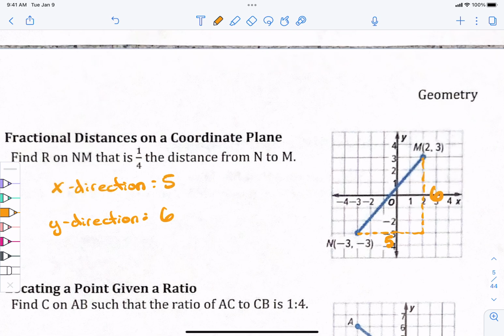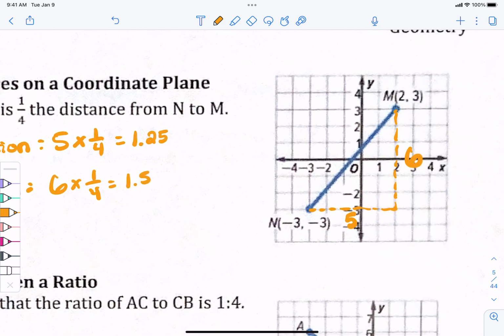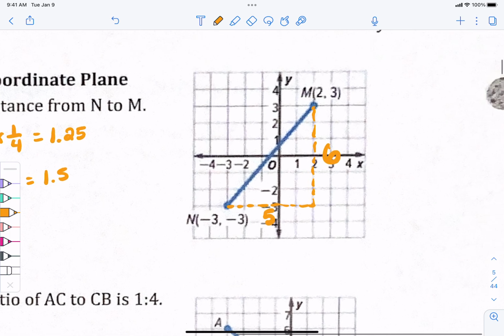I want to go a fourth of that distance, okay? So I'm going to multiply each one of these coordinates by 1/4. What is a fourth of 5? 1.25 or 5/4, right? We'll put it as a decimal. What is 6 times a fourth? 1.5. Okay, so here's what this means. I've gone over 5 and up 6. A fourth of that is over 1.25 and up 1.5. So I want to go from this point this direction 1.25 and this direction 1.5 to land me right here, okay?